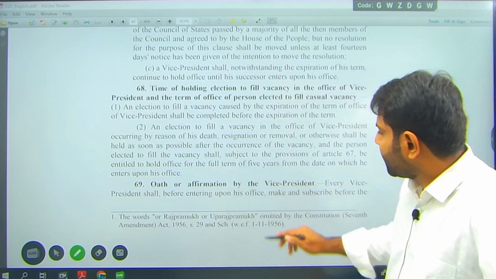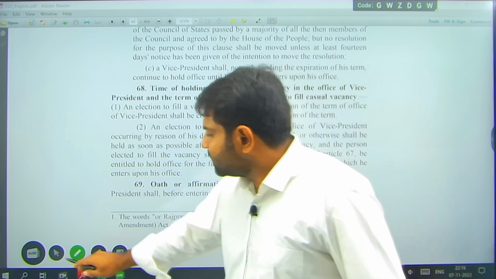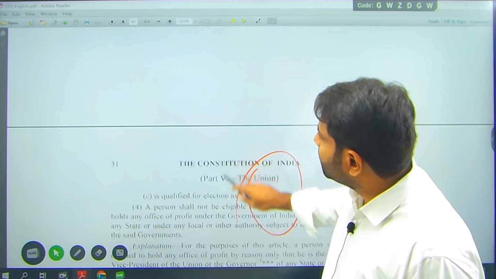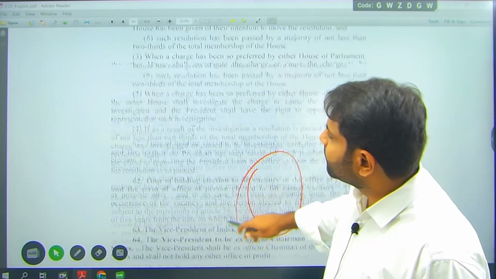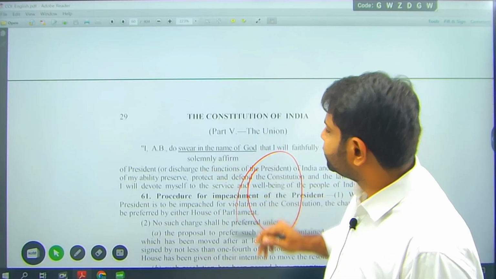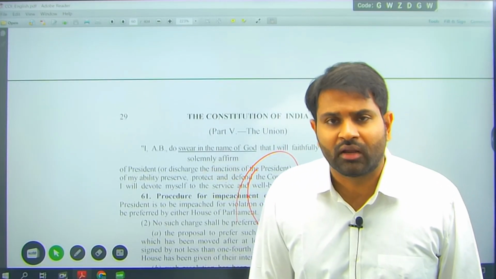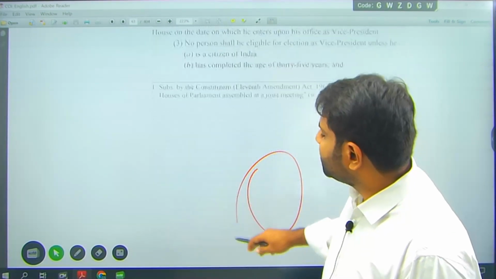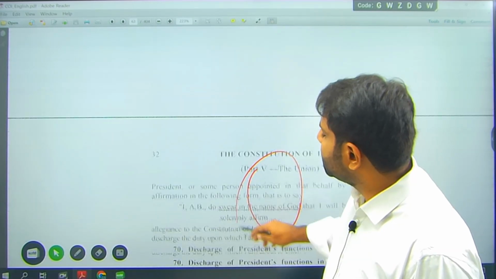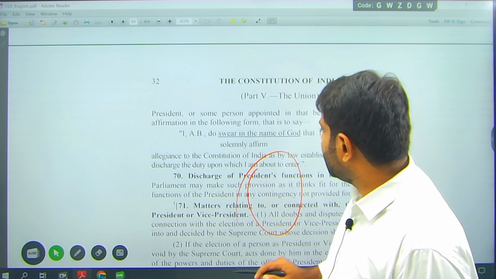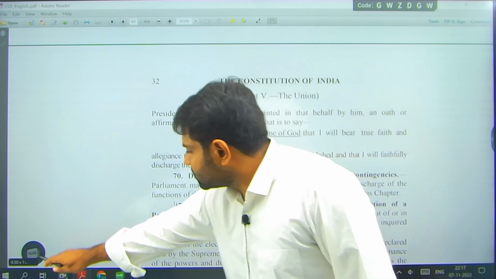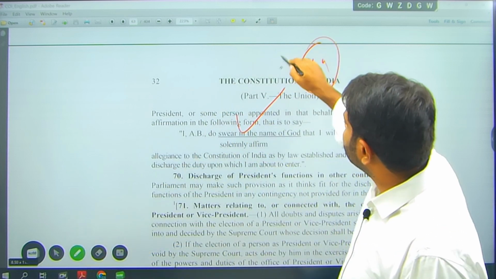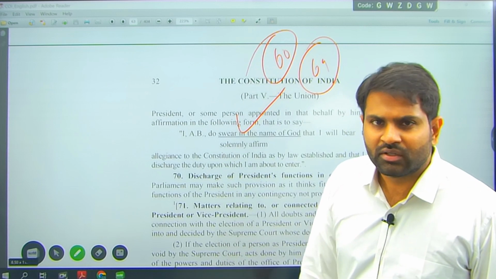Next one, oath and affirmation of the Vice President. As I said, Article 61 and Article 69, Article 60, Article 69. You can see, I specifically spoke about Article 60 here. Preserve, protect. Who is the protector of the Constitution? The President of India is the protector of the Indian Constitution. In the same way we have Article 69. Except Article 60 and 69, all oaths or affirmations are mentioned in Schedule 3 of the Indian Constitution. Right? So his oath is there in Article 69. Article 60 and 69 are talking about oaths and affirmations.